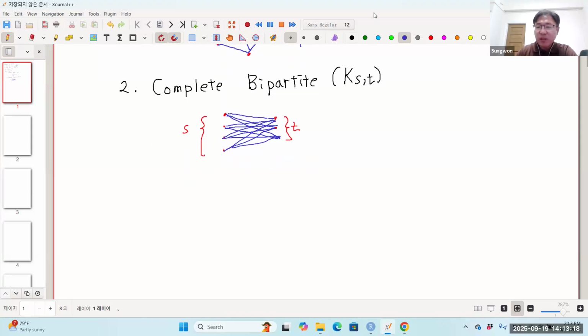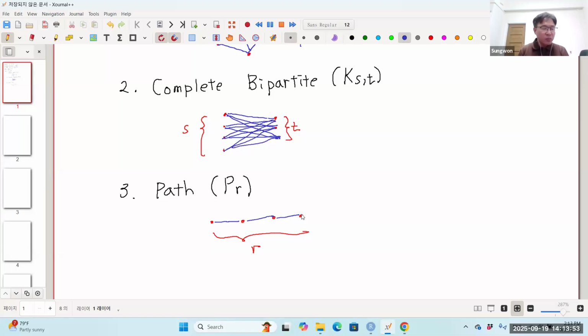And one more thing that I can give you, and there are many more. There are cycles, there are stars and things like that, but I want to focus on just these 3. So the third one is a path, and I'm going to denote that by P_r. r means the number of vertices. So here are r vertices, and then they're connected like a path. And that's called P_r.